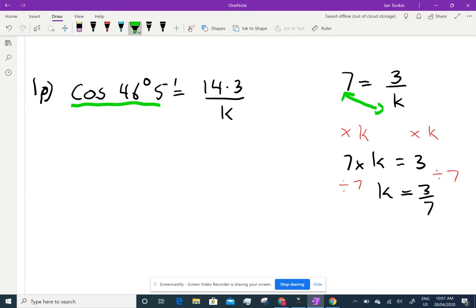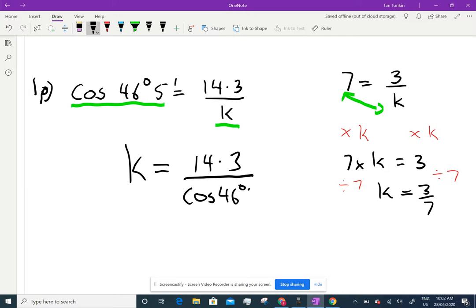I'm going to do the same thing here because that's a number and that's a number. And the K and the cos 46 degrees 5 are going to swap spots. So you can go straight to this line. K equals 14.3 divided by cos 46 degrees 5 minutes. Now you can actually write the middle step in where you've multiplied by K, then you've divided by cos, or you can go straight to this position.